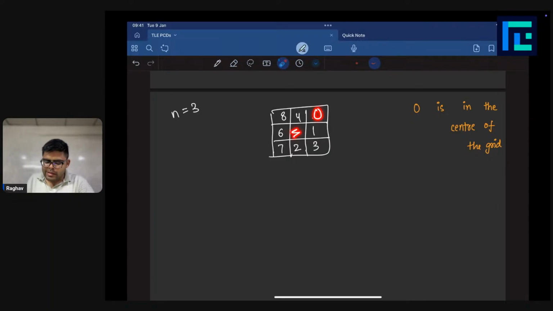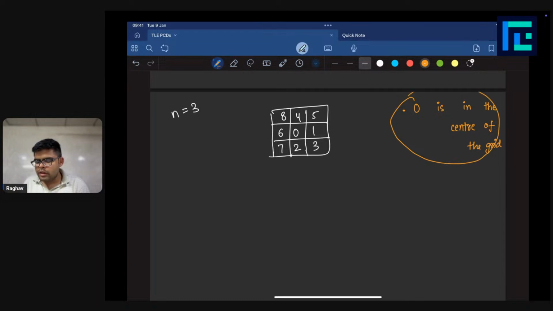On the other hand, if you place 0 at some corner, then there will be a lot less number of subgrids having 0, right? And for all the subgrids that do not have 0, the MEX value would definitely be 0. So all of those subgrids are already useless. So this is another thing that we have noticed for our pattern. We want to have 0 in the center.